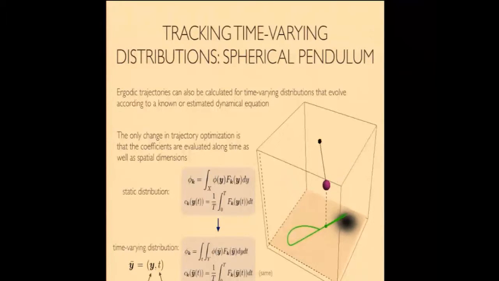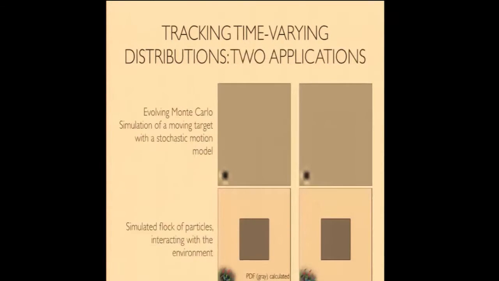So all of those were open loop trajectory design, where your distribution is not changing over time and you're responding to a time invariant distribution. Turns out you can also just add time as another dimension that you're calculating Fourier coefficients over, and you can come up with trajectories that are open loop again. So you're not updating this PDF. This is just an estimate you have that is time evolving. You can track time evolving distributions as well.